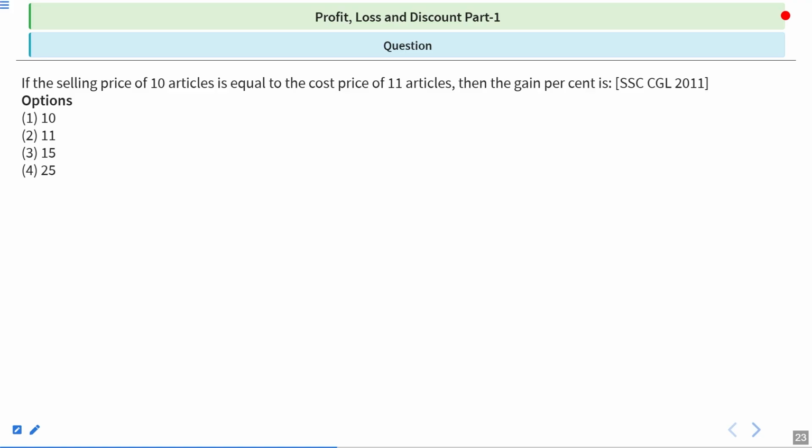If the selling price of 10 articles is equal to the cost price of 11 articles, then the gain percentage is? This question was asked in the SSC CGL 2011 exam. Now there are four options. A is 10%, B is 11%, C is 15%, and fourth one is 25%. So you have 10 seconds to solve this question. Your time starts now. Now time's up. Let's see the solution of this question.